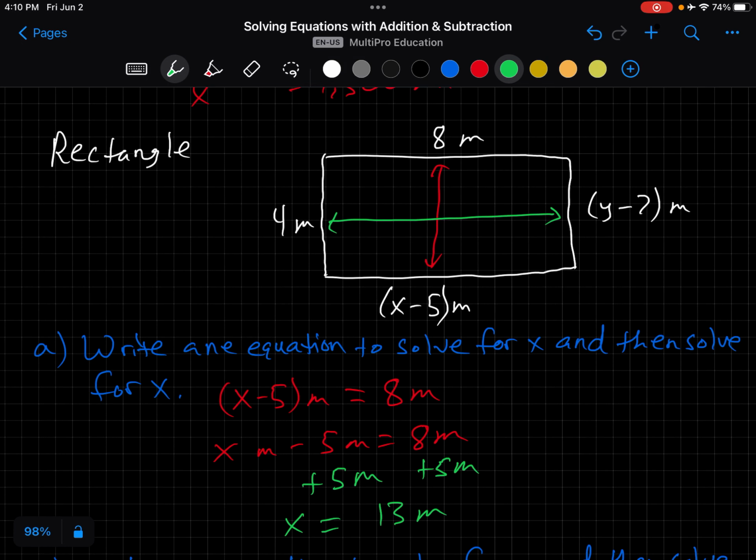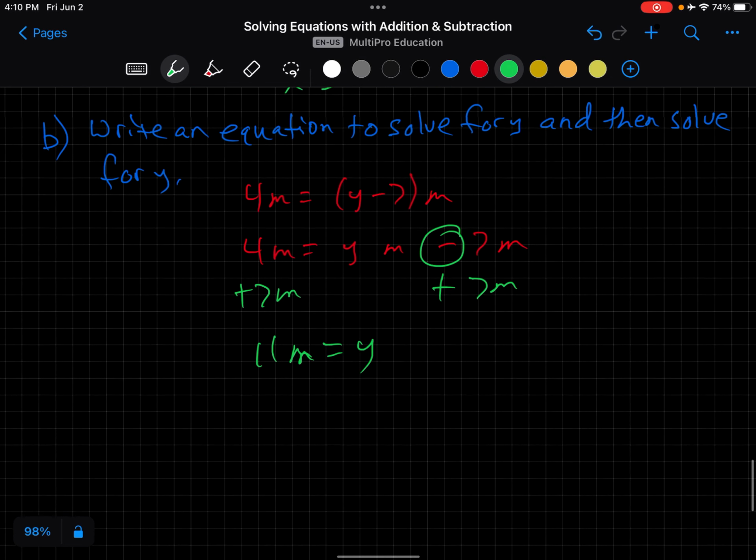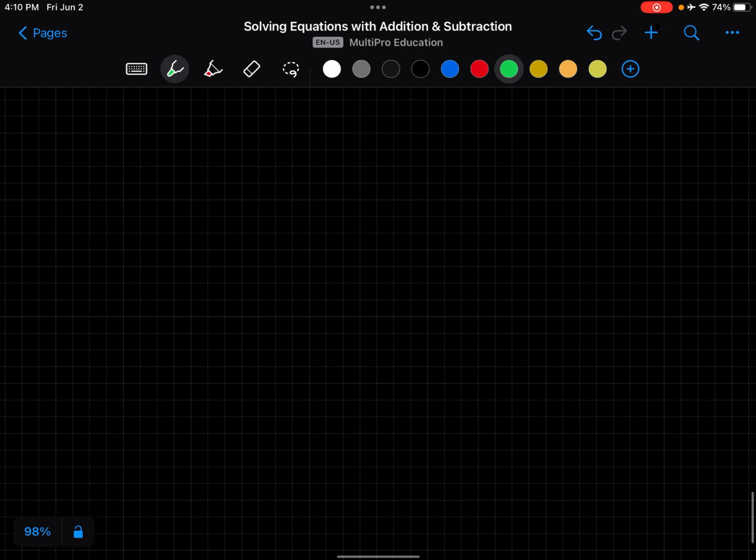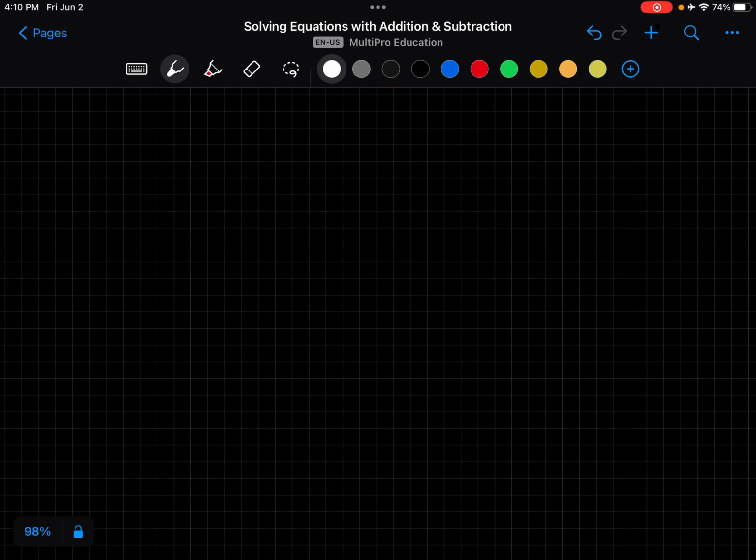So if we were to go up here and we said 13 minus 5, we would get 8. So then 8 is equal to 8. And then if we say 4 is equal to 11 minus 7, we get that 4 is equal to 4. Great job. Let's look at one last problem.